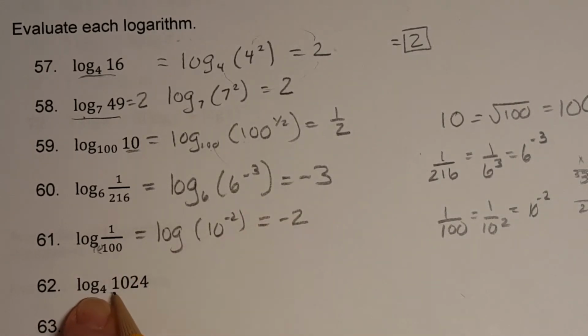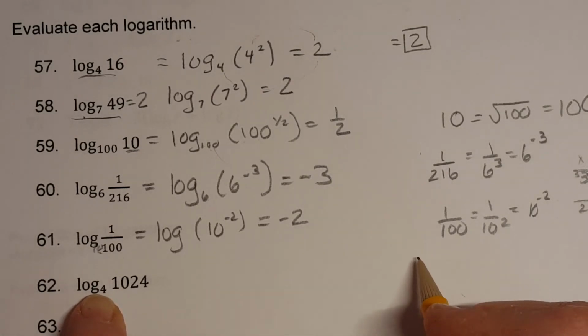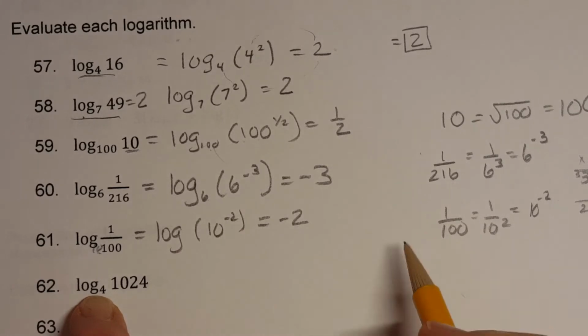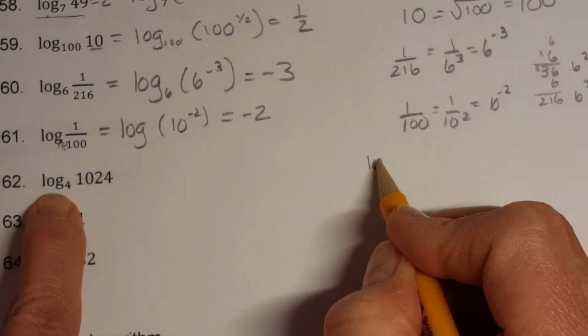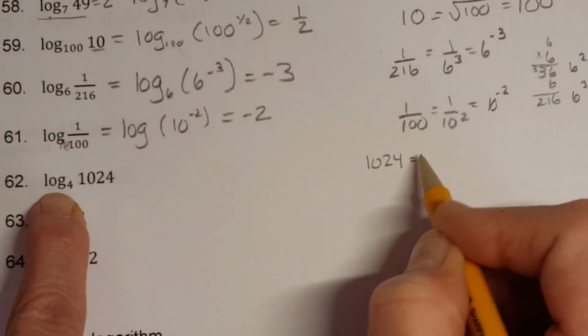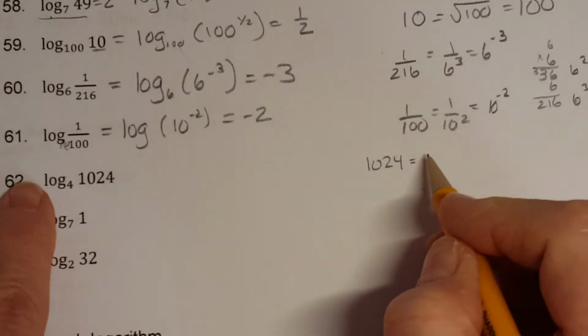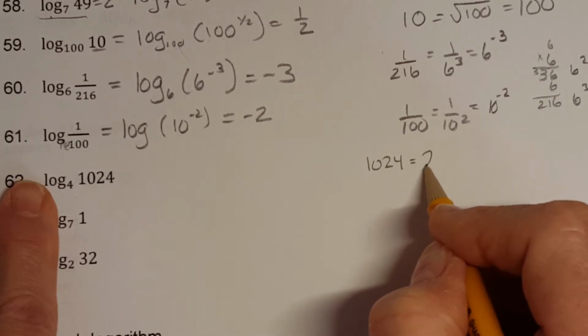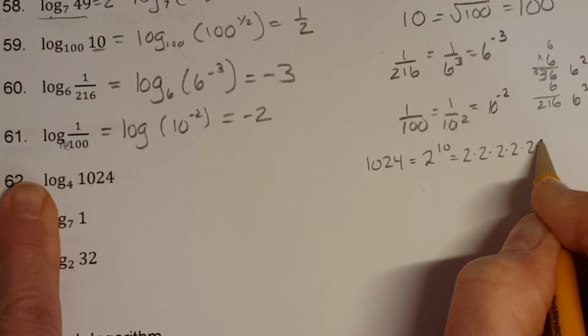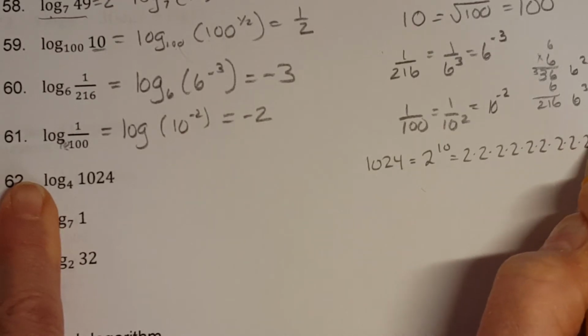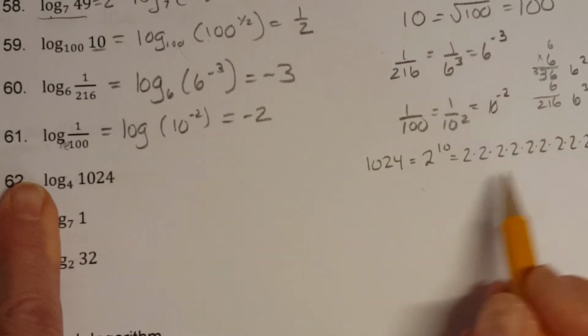Next one, log base 4 of 1024. So I want you to think about that. 1024 came up earlier, and I just want to do a little mental exercise on this one. So if we know that 1024 is 2 to the 10th, we did that in one of the last videos. So let's think about that. 2 to the 10th, that's 2 times 2 times 2 times 2 times 2 times 2 times 2 times 2 times 2 times 2, right? That's 2 to the 10th.